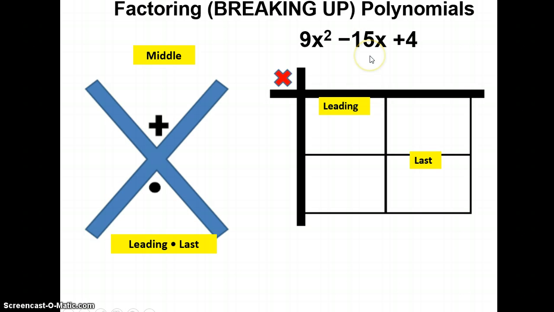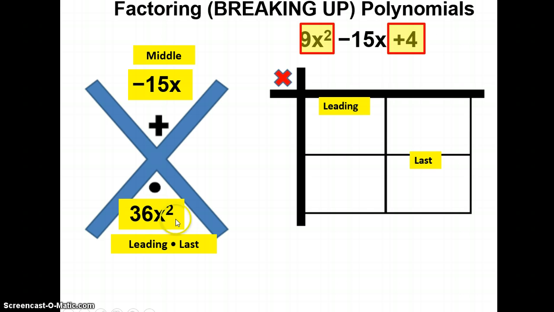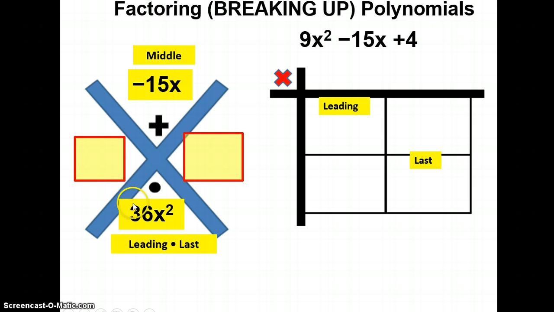Let's try this one. My middle term is negative 15x. Leading times my last is 9 times 4, which is 36x squared. Two numbers multiply to get you 36, but add to get you negative 15. If you have to, again, write out your multiples and try each of them out. Okay, 1 and 36, one of them has to be negative. Oh, sorry about that. 4 times 9, one of them has to be negative. I forgot about 3 and 12.